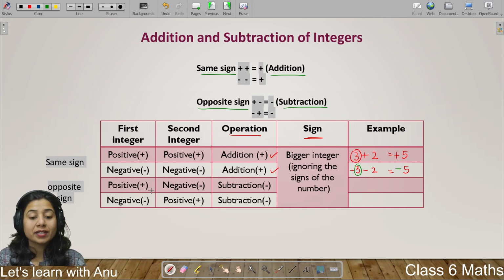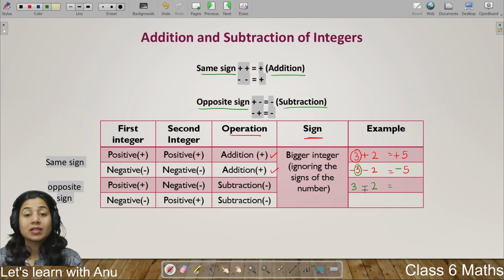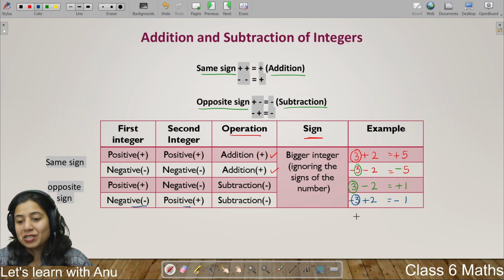Now the next one is one positive, the other negative, right? Like we have 3 minus 2. 3 is positive, 2 is negative. So subtraction, and the sign is going to come of the bigger number. 3 is bigger, so it's positive 1, right? Moving to the last one, one is negative, one is positive, right? Like minus 3 and plus 2. Again, the operation will be subtraction. 3 minus 2 is 1. Sign of the bigger number: 3 is greater, it is negative here, so the answer is minus 1.